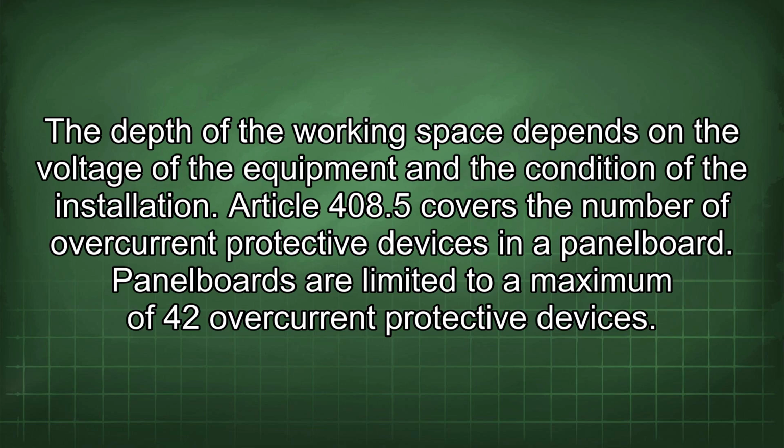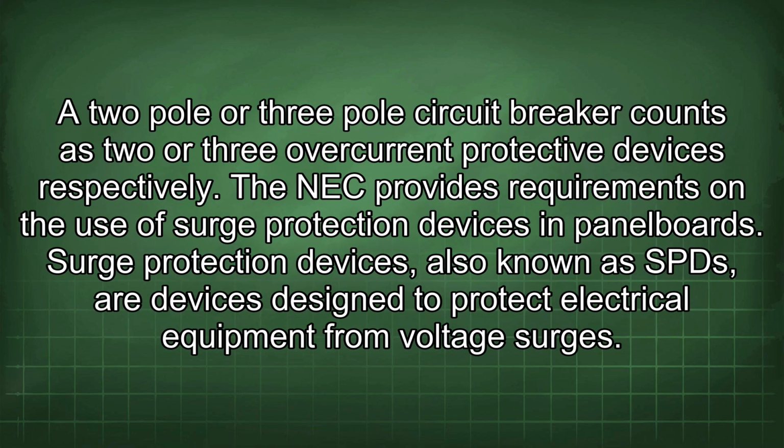Article 408.5 covers the number of overcurrent protective devices in a panelboard. Panelboards are limited to a maximum of 42 overcurrent protective devices. A 2-pole or 3-pole circuit breaker counts as 2 or 3 overcurrent protective devices respectively.